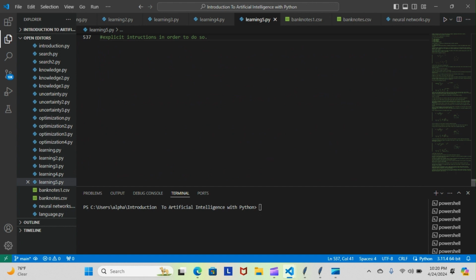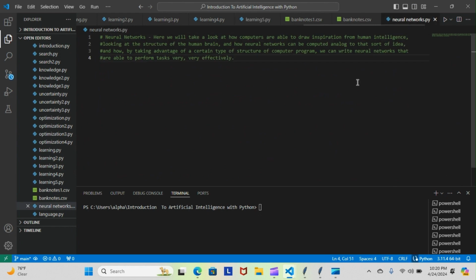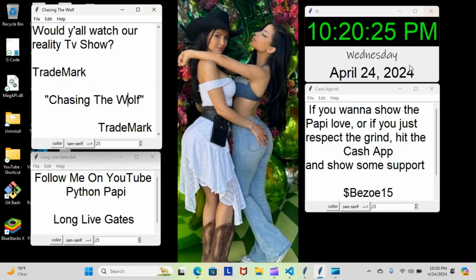Tomorrow we will pick up with the neural networks. With neural networks, we will take a look at how computers are able to draw inspiration from human intelligence. I'm going to leave it like that for now. But we are officially, after 5 different files, done with our learning module. And tomorrow we will pick up with our neural networks module. The last thing we left off with was k-means clustering, just to give you a fresh idea of what we left off with.